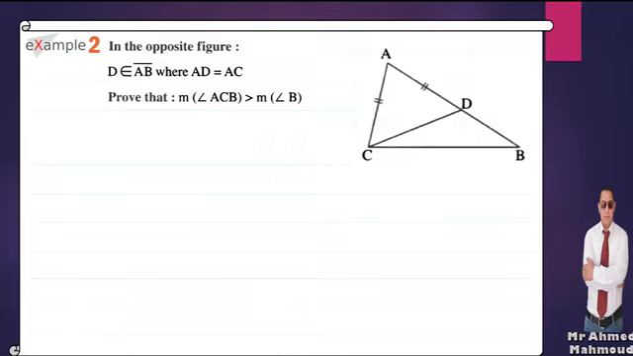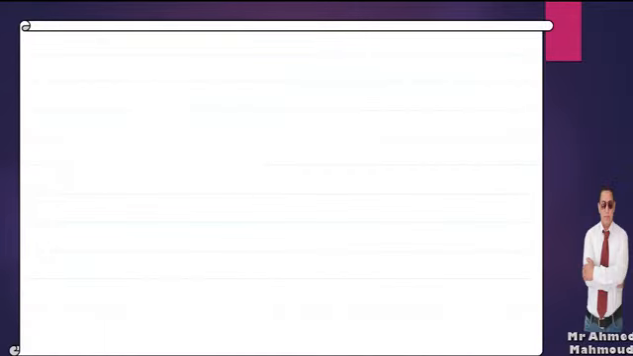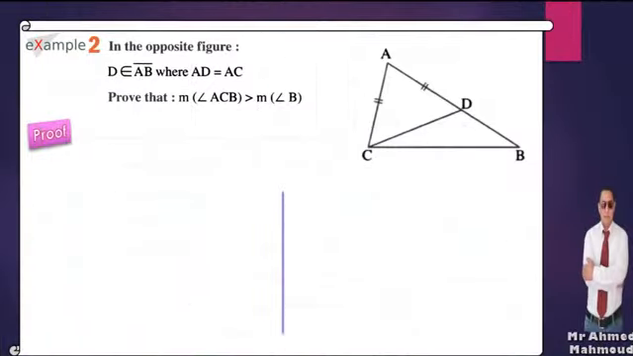Example 2 here. We have D belongs to AB, D is the middle of AB, okay? AD equal to AC, okay? Measure of angle ACB equal to measure of angle B, okay? Now we need, first, to prove that measure of angle ACB is greater than angle B.